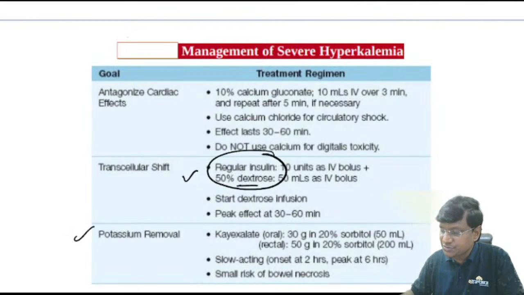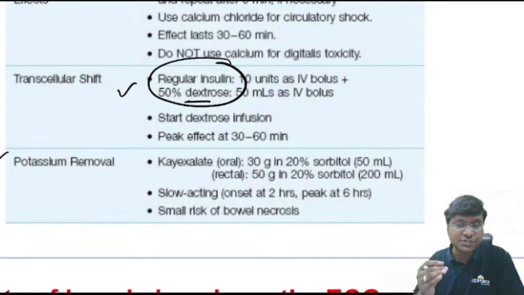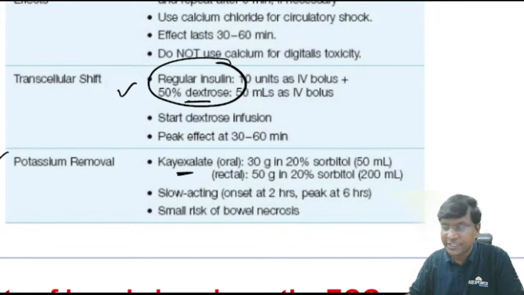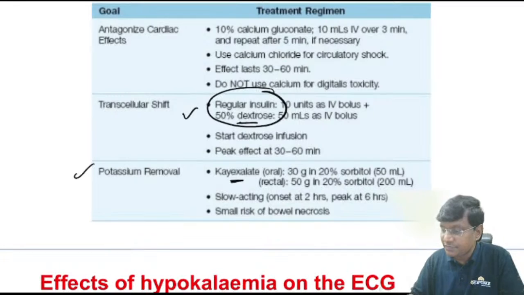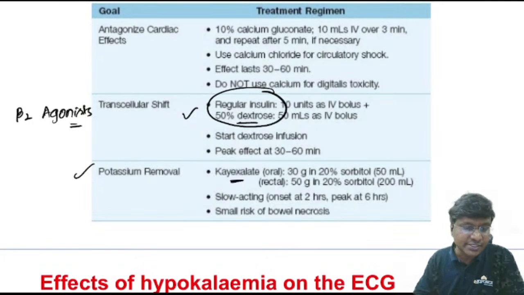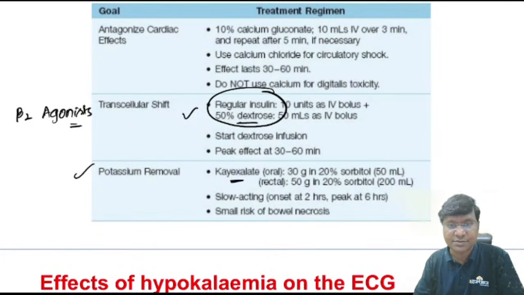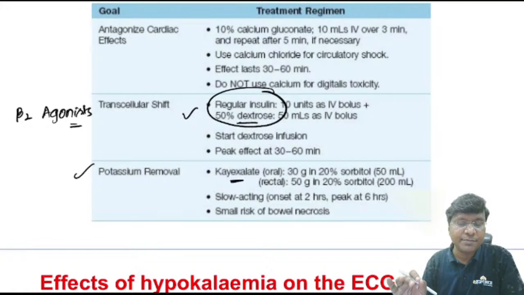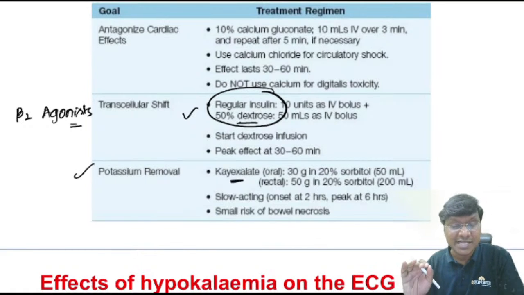And what are the drugs which will remove the potassium? The drugs which will remove the potassium are oral K-xylate. We call them potassium binders. The other drugs which can be useful are the beta 2 agonists. Even these drugs can reduce the potassium levels. So this is about one of the important nephrology emergencies, that is hyperkalemia.